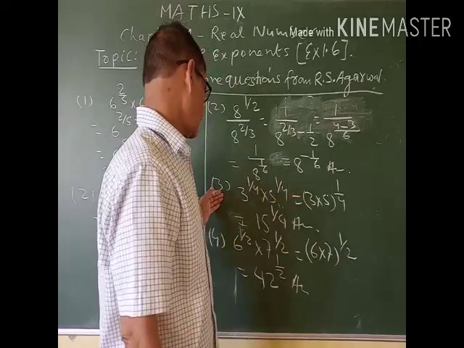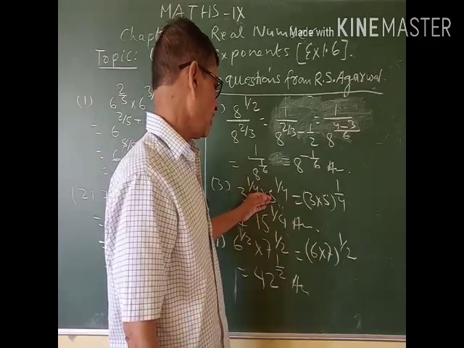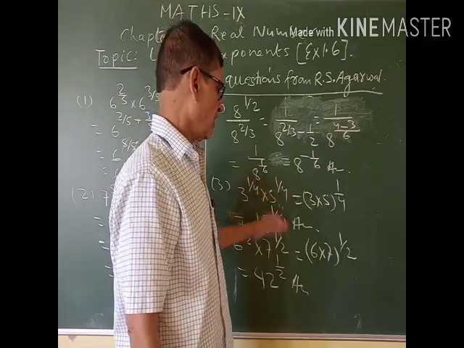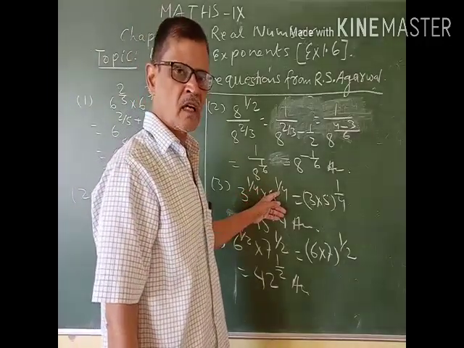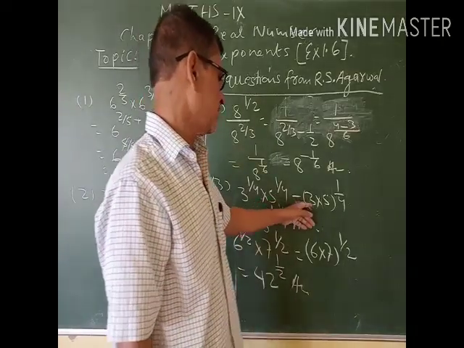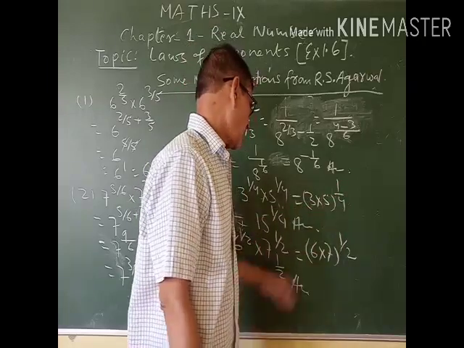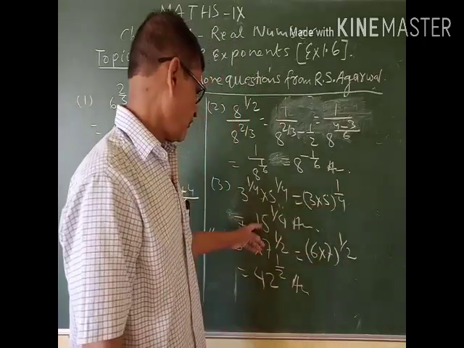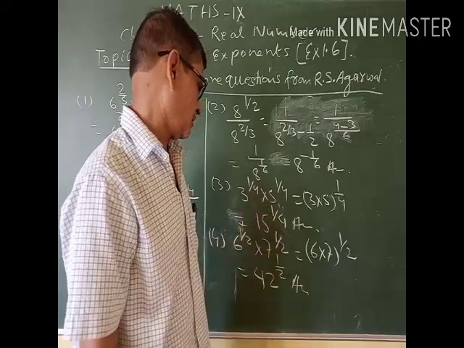Come to the question number 3. 3 to the power 1 by 4 into 5 to the power 1 by 4. Here the bases are different, but the exponents are the same. Therefore, this should be multiplied, 3 into 5 to the power 1 by 4. And this will become 15 to the power 1 by 4.